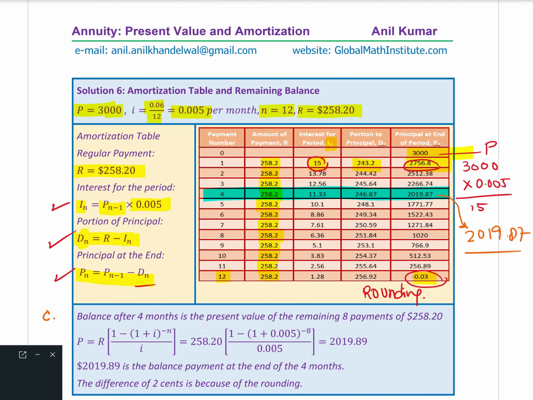So the balance after 4 years is the present value of the remaining eight payments of 258.20. So just plug in the values, right? We know each payment is 258.20. Interest is known to us. 8 are the number of payments. Calculate the value. 2019.89, right? Which is very close, just 2 cents difference because of the rounding. So we get that amount is to be paid after 4 years, right? Do you get the idea? So that is how we could actually do it. So I hope you understand and appreciate how we work with annuities, present value, and amortization, right?